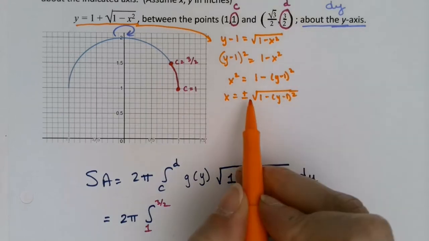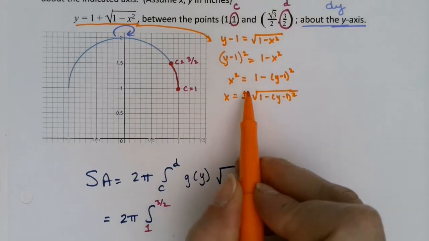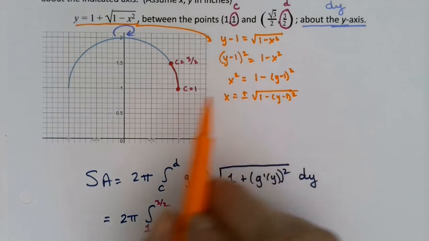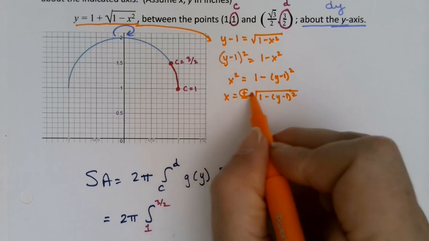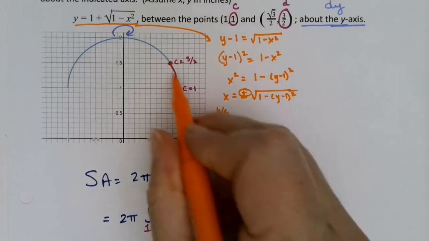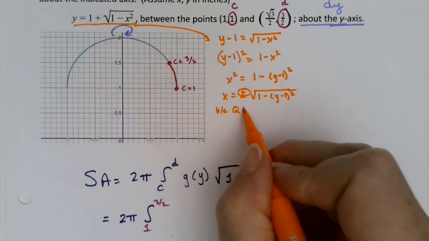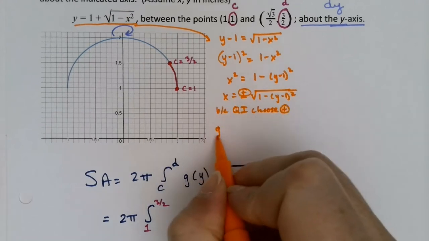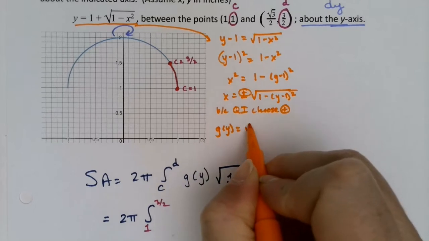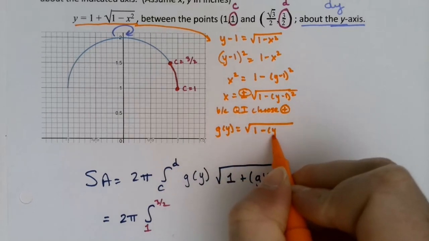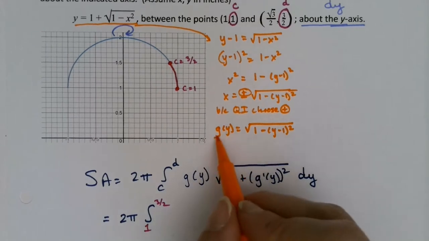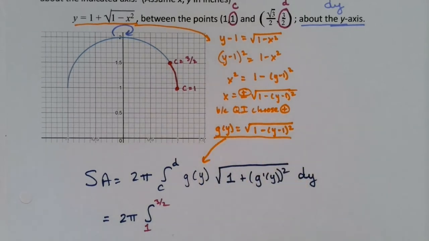Now it's plus or minus, but of course we can't use that. That's not a function, right? We can't have one y value assigned to two x values. That doesn't work. So we actually have to choose the positive one. Because we're in quadrant 1, choose the plus sign. And that means that our function g of y is equal to the positive square root of 1 minus y minus 1 squared. Okay, so that's going to go right there for that piece.